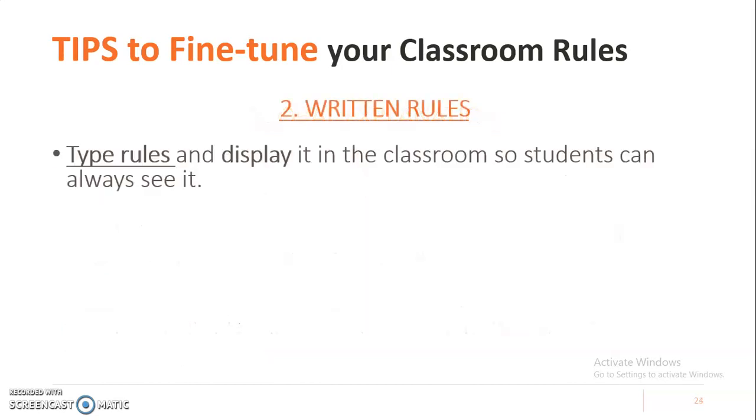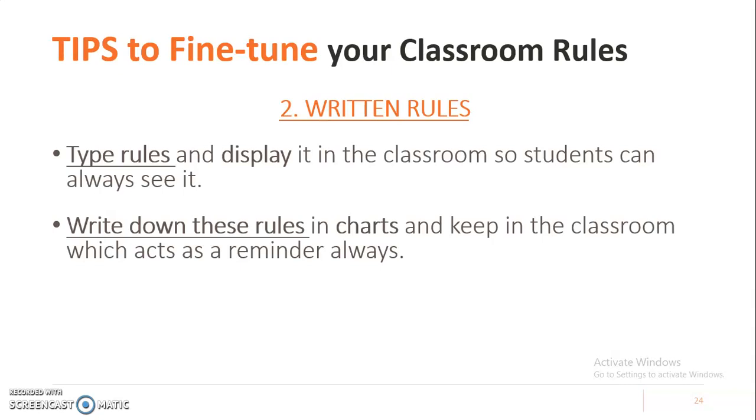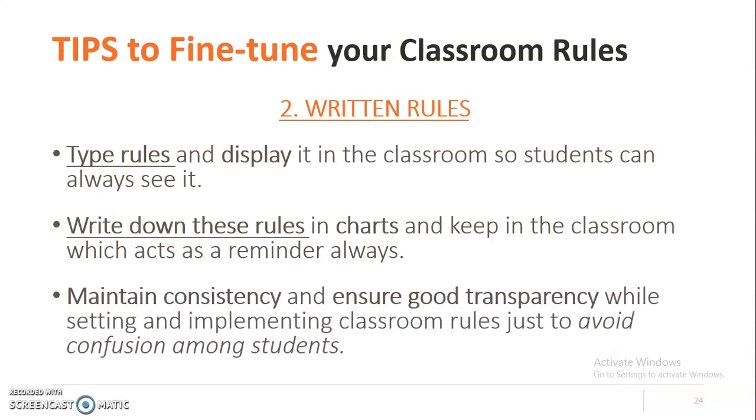What about written rules? After you have communicated your ground rules orally, you have to support them with written rules. You can have two options here. First, you can type the rules on a computer and display them in the classroom so the students can always see them. If you have good handwriting, write down these rules in charts and keep them in the classroom, which acts as a reminder always. When you do both of them, maintain consistency and ensure good transparency while setting and implementing classroom rules, just to avoid confusion among your students.